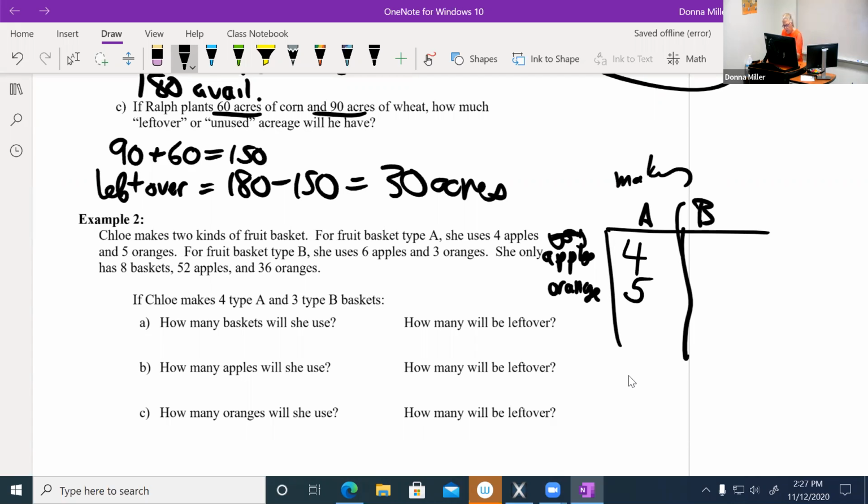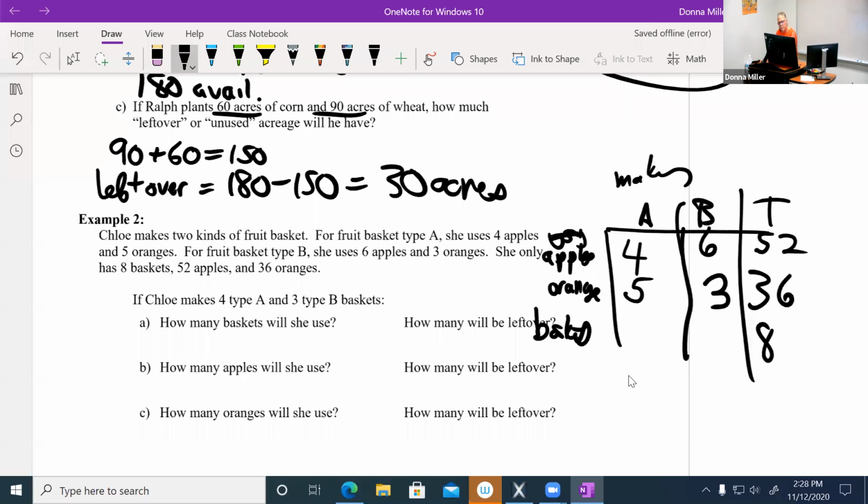And for type B, she uses 6 apples and 3 oranges. She has only 8 baskets. That's a resource, right? Okay, so I'm going to make another column here, total. She has 8 baskets available, 52 apples, and 36 oranges. See, I just made a table of that. It's going to help me get my equations, my constraints.